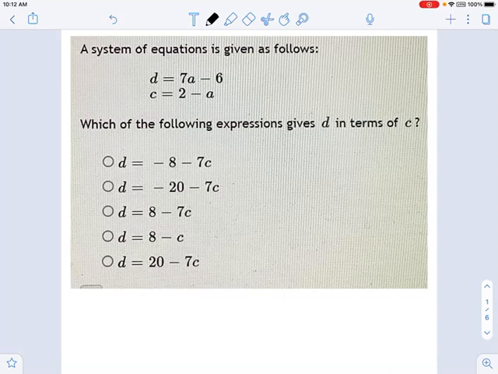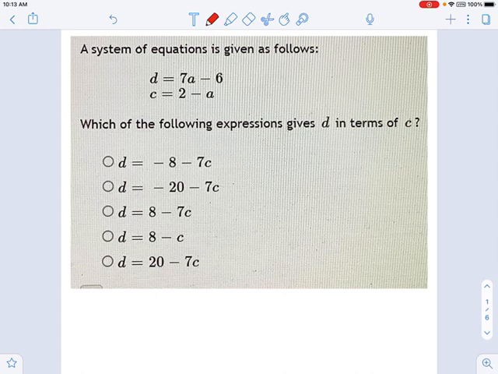We have here a system of equations. And what a system of equations means is you just have multiple equations and multiple variables, and we need to solve them somehow. In this case, it doesn't want to know what D is as a number or what C is as a number. It wants to know D in terms of C. So in other words, what's an equation that says D equals something, something, something C? All right, that's what we're asking for here.